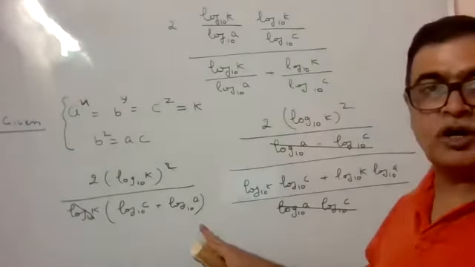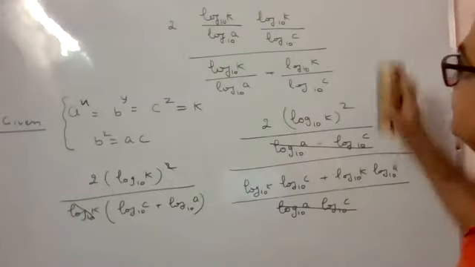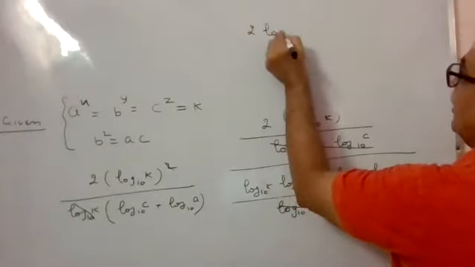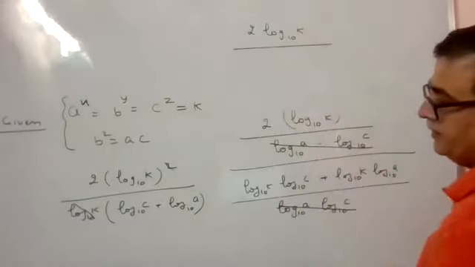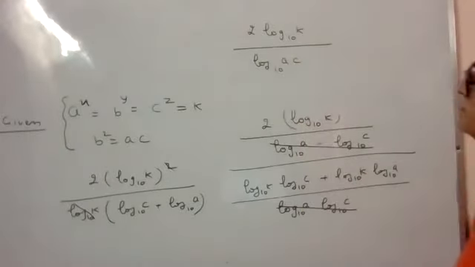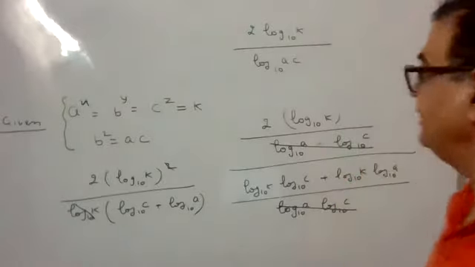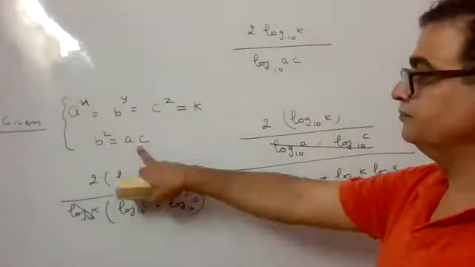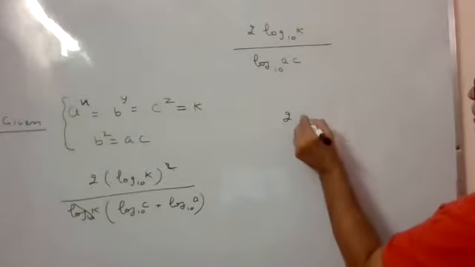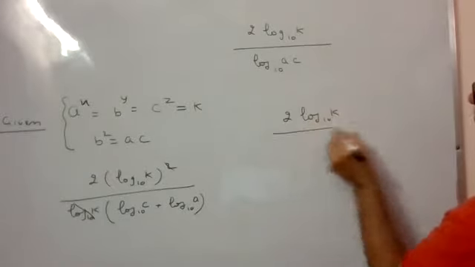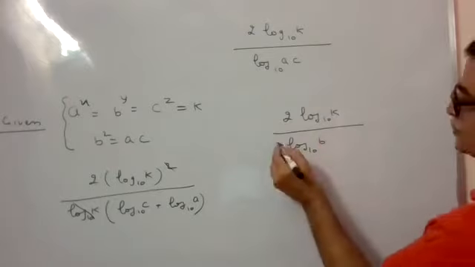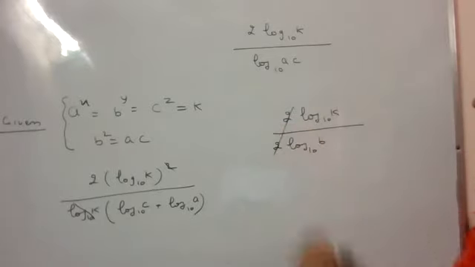Now this is log a plus log c is log of a into c, you know it. So I write this: this will be twice log of k with base 10 by log of a into c with base 10. And ac is nothing but b square. We have already b squared, so we put that value b squared. So I got it: 2 log of k with base 10 by log of b squared base 10. And this 2 goes in multiple, this 2 clearly cancels out.